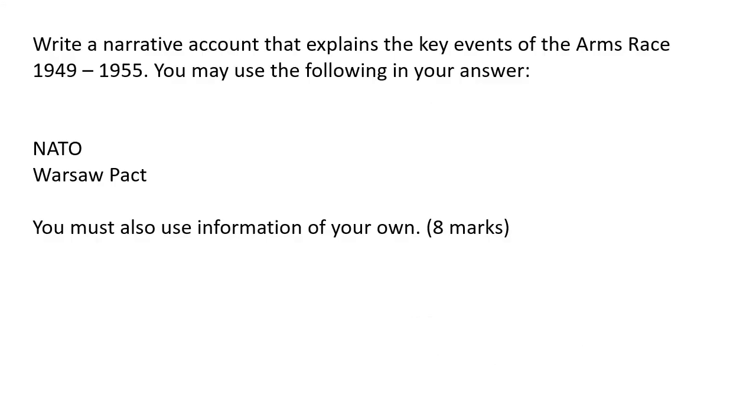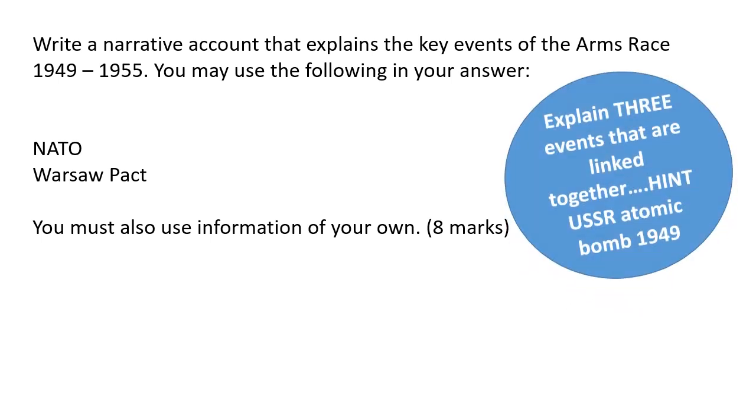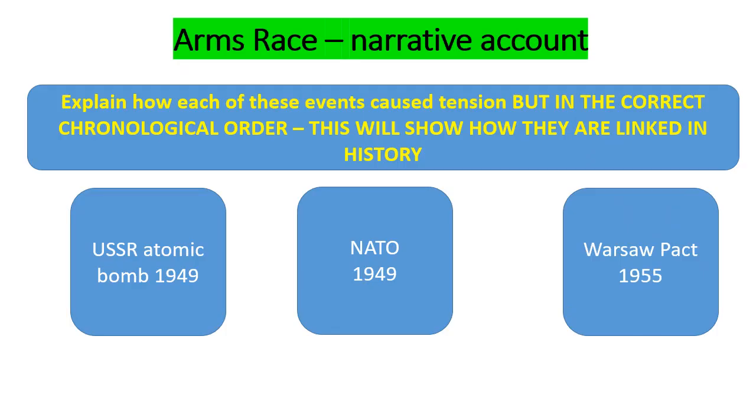This particular question again does lend itself to the narrative account question, and this one was on the paper a few years ago. Narrative account, key events of the arms race up until 1955. And they suggested NATO, the Warsaw Pact, and of course you've got to find a third event that fits in the beginning, middle, or end of this story. Okay, and I've put in here, you probably could write about the Soviet Union's atomic bomb in 1949. Okay, so that in 1949, NATO was set up, and then the Warsaw Pact, which really does solidify the Soviet Union response in terms of military against the West.